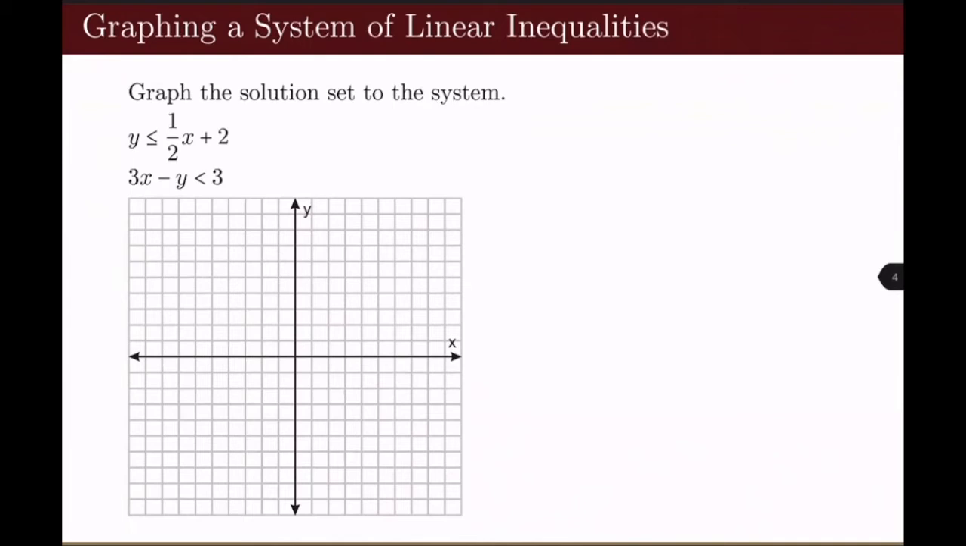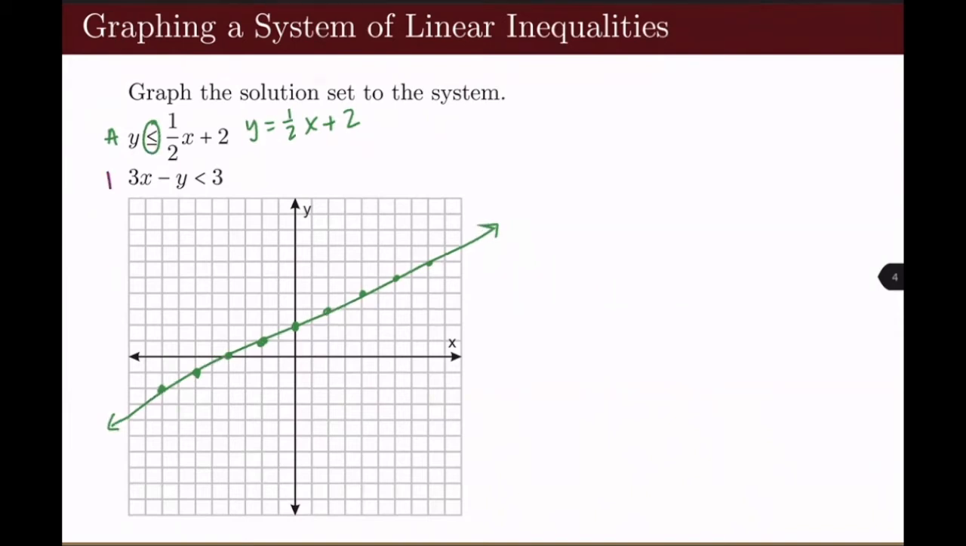So the first thing we're going to do is deal with line A first. So we'll have, this is just y equals a half x plus 2. It's already in that slope-intercept form for us. And then it's less than or equal to, which means I'm going to make a solid line. All right. So my y-intercept is 2, and then slope of a half. So there's my line. Now I'll do the other one.